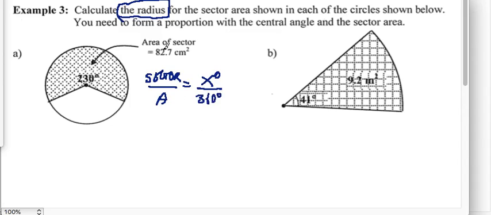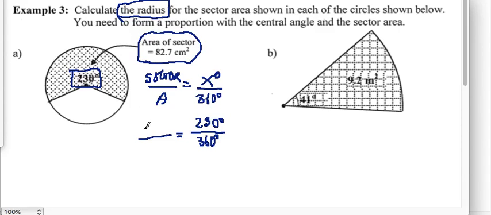So here I don't have my area. This one here is going to be blank, right down here in the bottom left. But I do know that 360 always goes here. I can put that there. I look at the diagram. It gives me a central angle of 230, so I can fill in this spot here. And for sector area, it gives me the area of the sector is 82.7 centimeters squared, so I can fill that spot in. And now, again, I've got a nice proportion set up where I'm trying to find a missing spot. So what does that mean that I have to do?